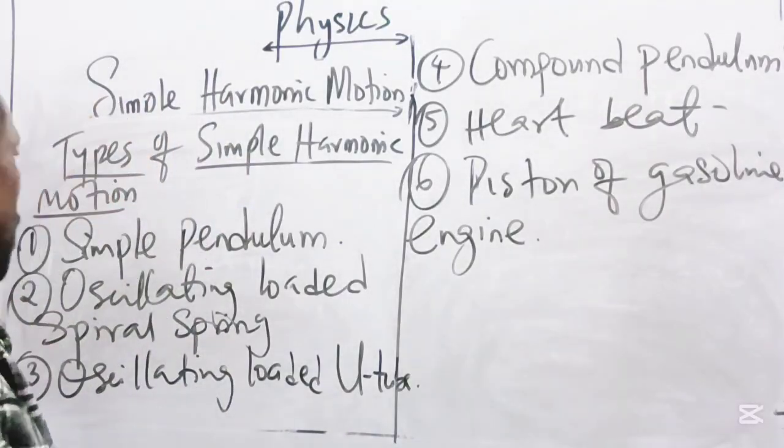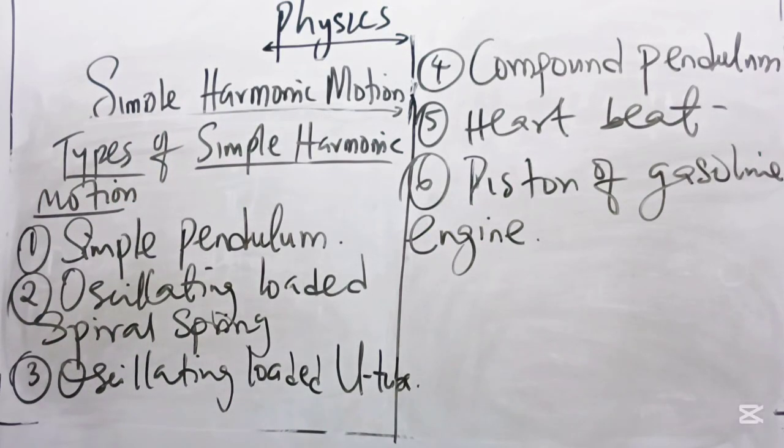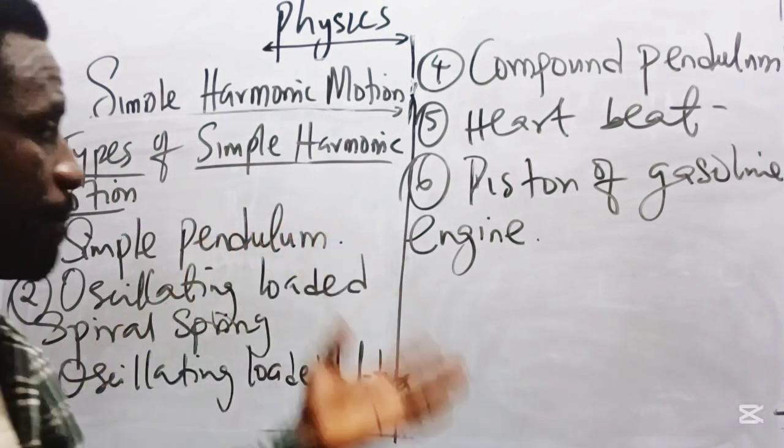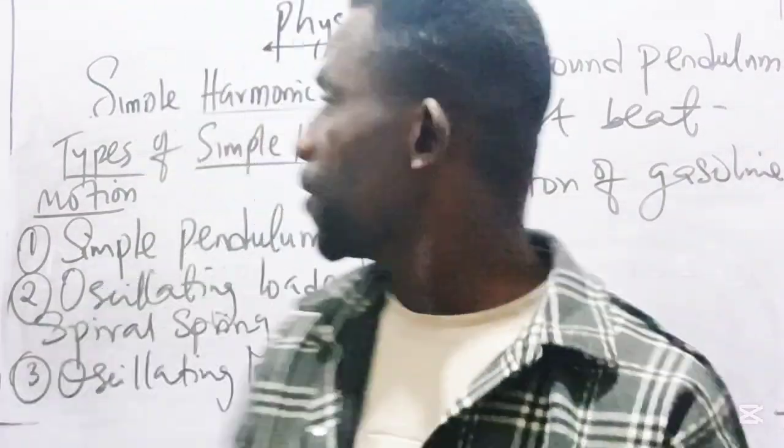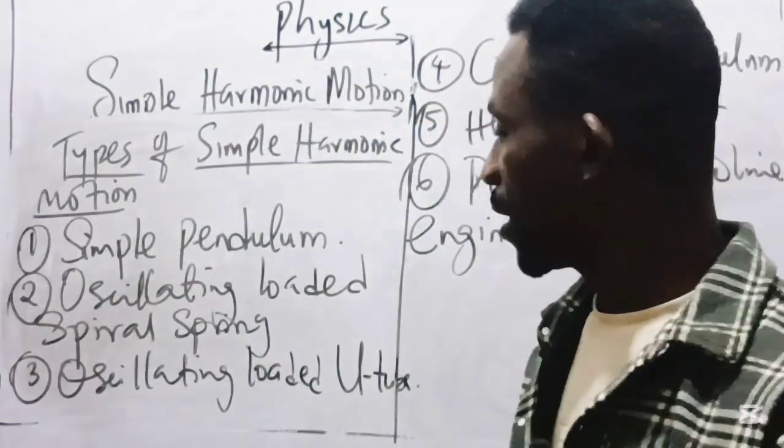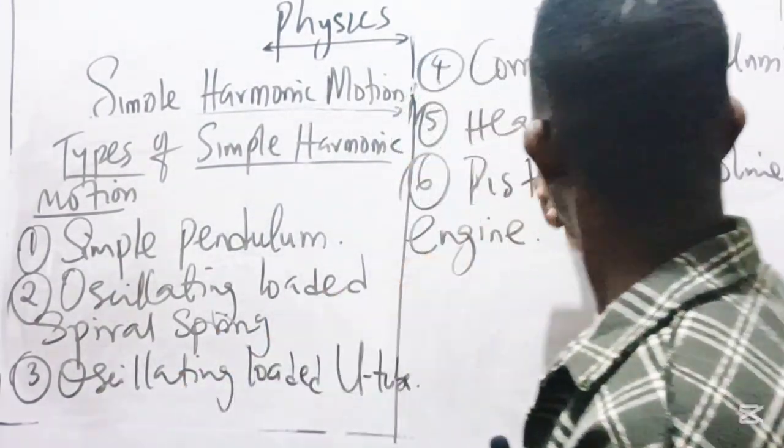So if you are given a question, mention 5 types of simple harmonic motion, you can pick any of these. I'm going to treat the simple pendulum, the oscillating loaded spiral spring, and the compound pendulum.